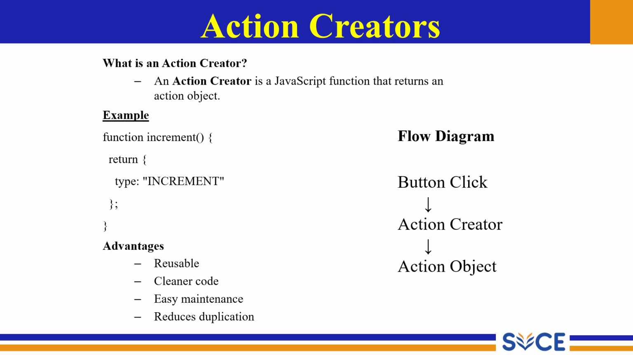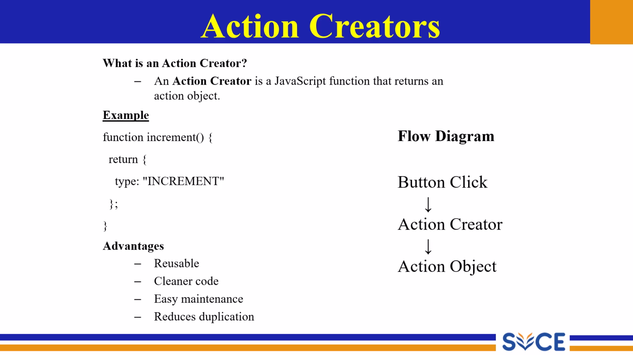Action creators. Writing action objects repeatedly becomes difficult. Instead of creating objects manually every time, we create functions. These functions are called action creators. Example: function increment returns type increment. Notice this function only returns an action object. It does not update the store. It does not change the state. It simply prepares the message.